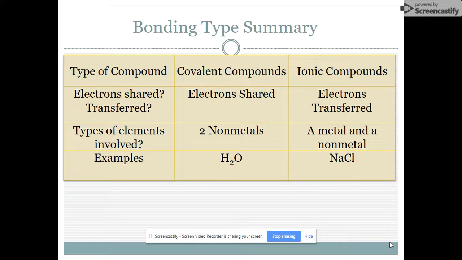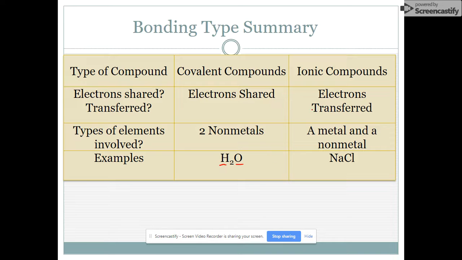So in our previous lesson, we looked at the two different types of bonds that can form between elements, covalent bonds and ionic bonds. In covalent compounds, which have covalent bonds, the electrons are shared. Whenever electrons are shared, it always occurs between two or more nonmetals. If you think to the way the periodic table is organized, everything to the right of the metalloids or the semimetals are considered nonmetals plus hydrogen. So for example, water, H2O, hydrogen is a nonmetal, oxygen is a nonmetal, so this would be a covalent compound.